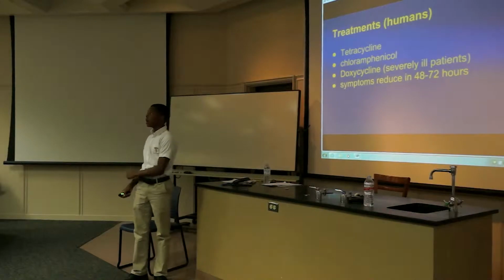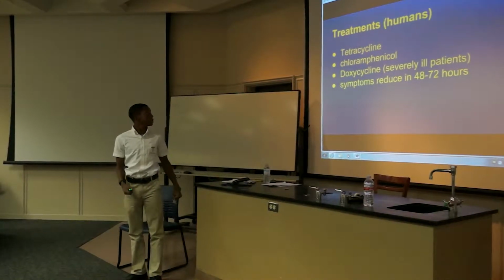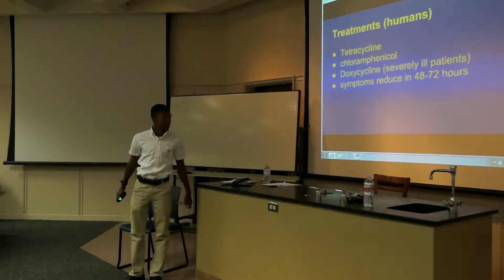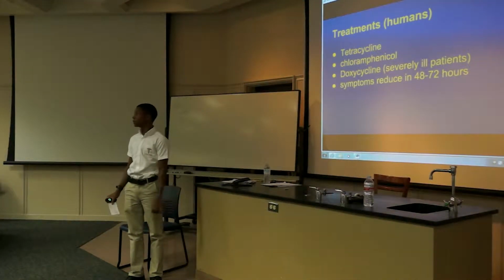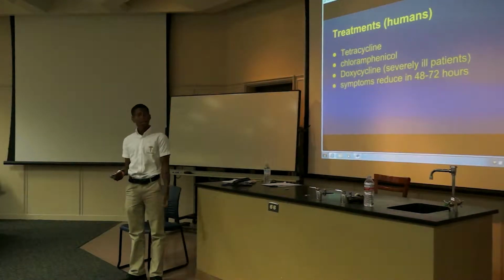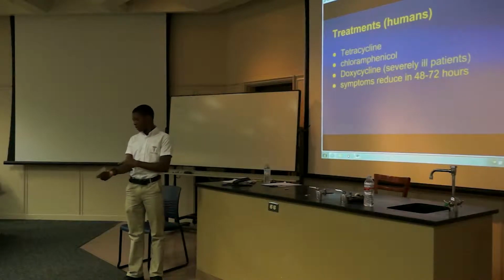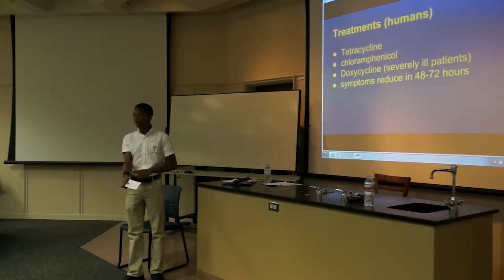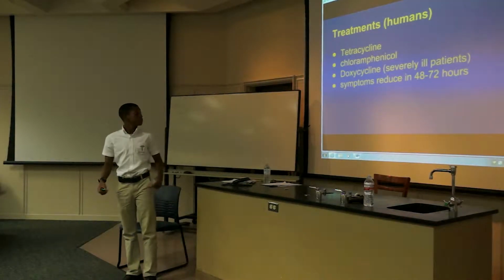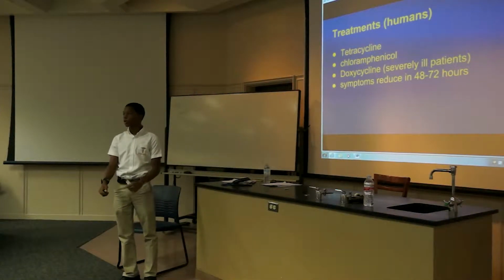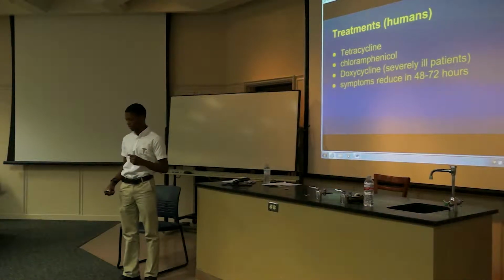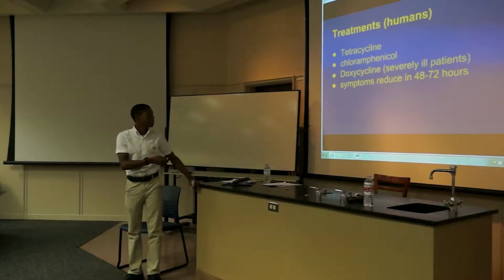For treatment in humans, common antibiotics such as tetracycline, chloramphenicol, and doxycycline are used. Doxycycline is used when the patient is severely ill and has not been treated after 2 to 4 months. This antibiotic is injected right into the vein of the patient for the best health results. If symptoms have not reduced in 48 to 72 hours, a relapse occurs, and the treatment should go on for 5 to 10 days.